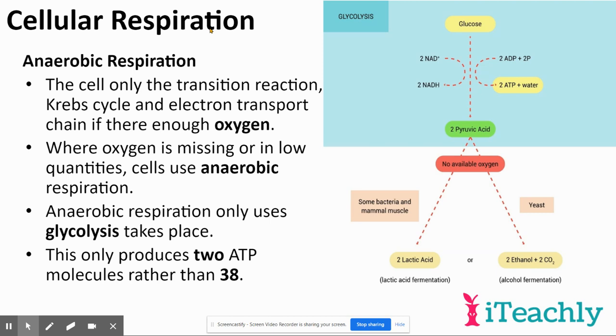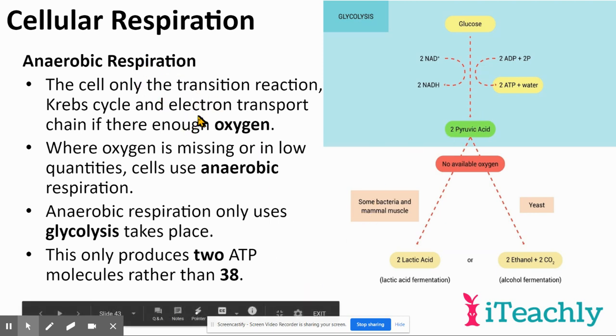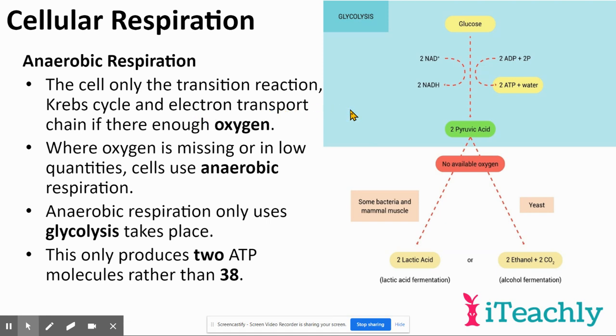So it can only run the Krebs cycle and the electron transport chain if there's enough oxygen. If oxygen is missing, then they're forced to do anaerobic respiration, which is just glycolysis. So this does not involve the mitochondria at all. It doesn't ever go into mitochondria. And they think actually this evolved first. And then when we got the mitochondria, we got this huge influx of ATP. So it was really beneficial to us.